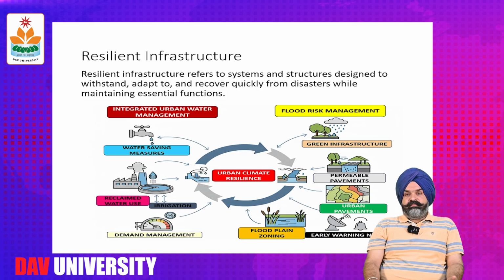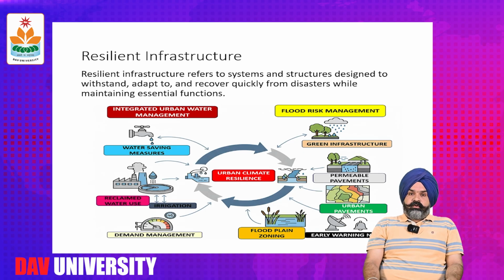These disasters can be man-made or natural. There are different types of resilient infrastructure. Examples are integrated urban water management, flood risk management, green infrastructure, water saving measures, permeable pavements, reclaimed water uses, and flood planning zones.